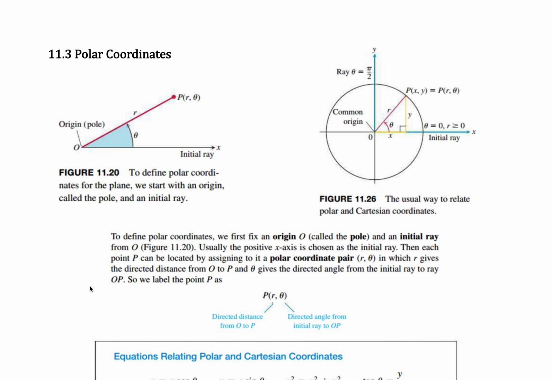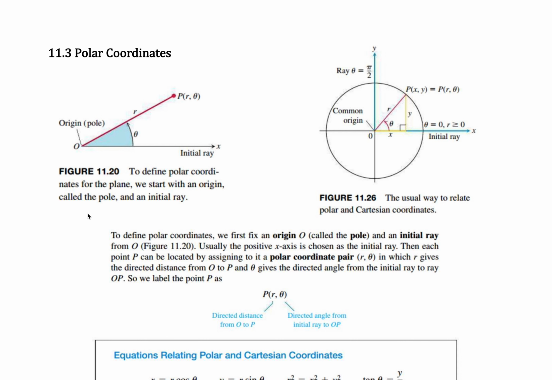Polar coordinates are going to start out with a fixed point, which is called the pole. And in the Cartesian system, that pole is typically the origin, the point (0, 0). And then there's going to be an initial ray, which again, in the Cartesian system is typically the positive x-axis. That's our initial ray.